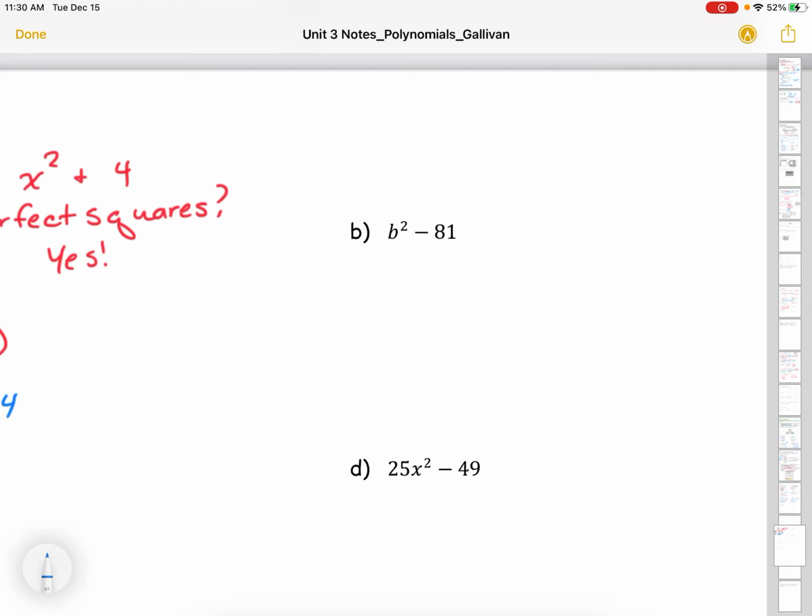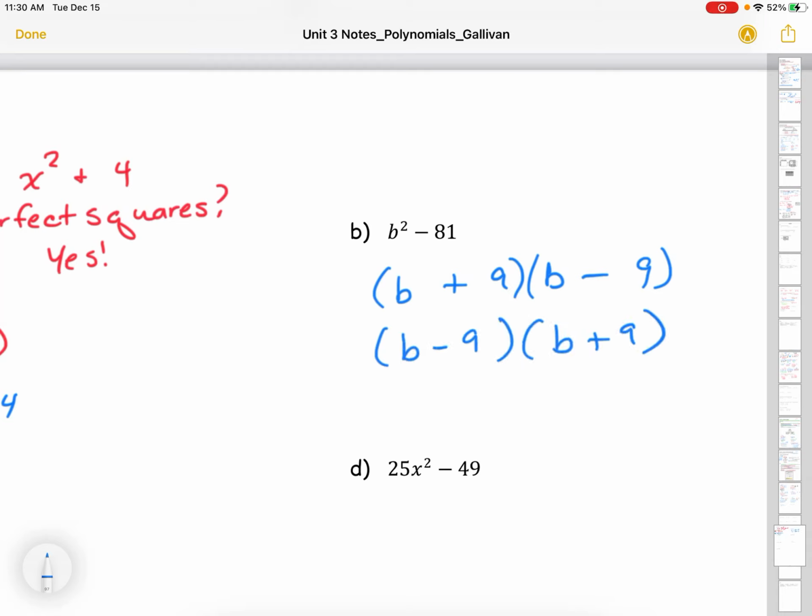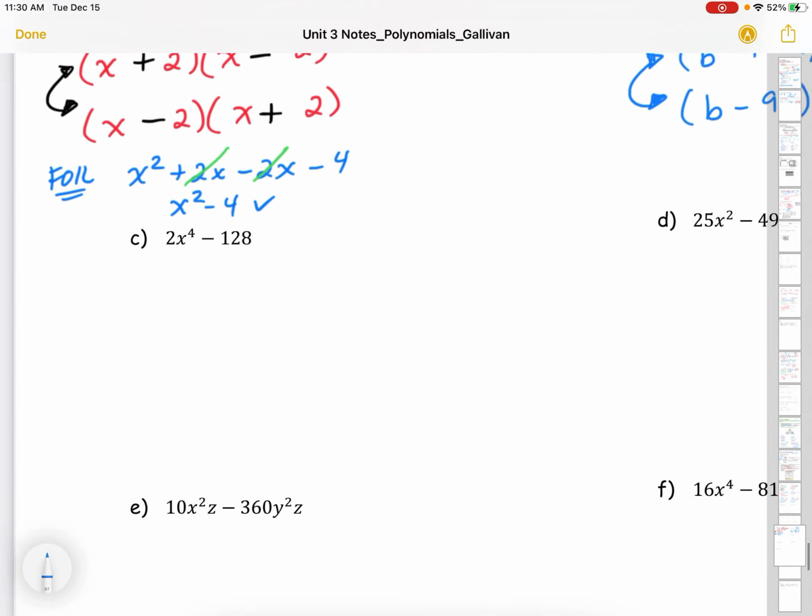b squared minus 81. b squared is a perfect square and 81 is a perfect square. So the square root of b squared is b, and the square root of 81 is 9. So I know I'm going to have b plus 9, b minus 9. And again, doesn't matter the order. You can go b minus 9, b plus 9. It will give you the same answer. Okay, these are interchangeable. So it's basically just take the square root of b squared, which is b, and the square root of 81, which is 9.